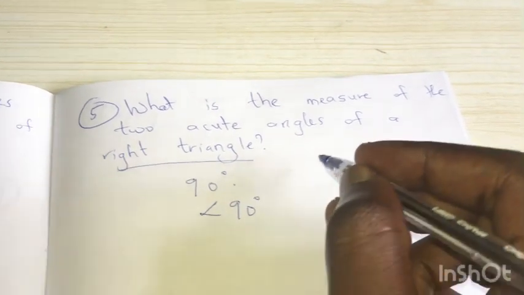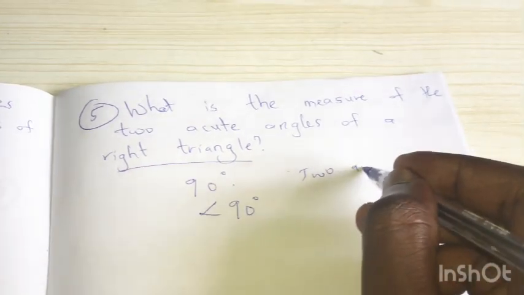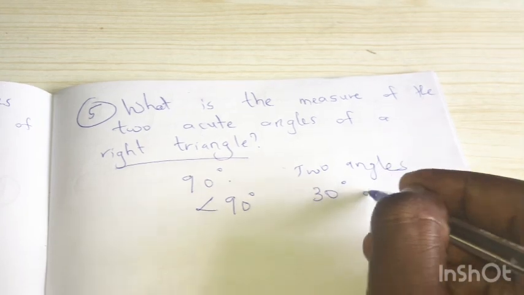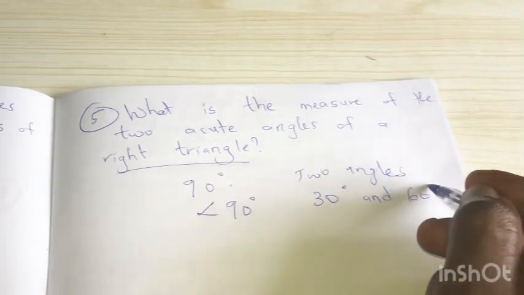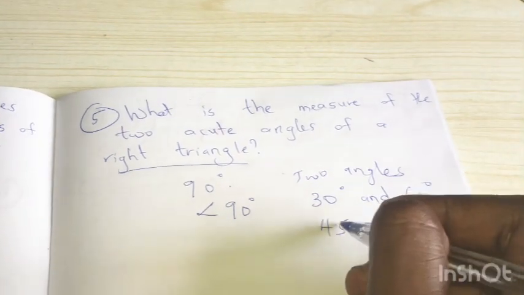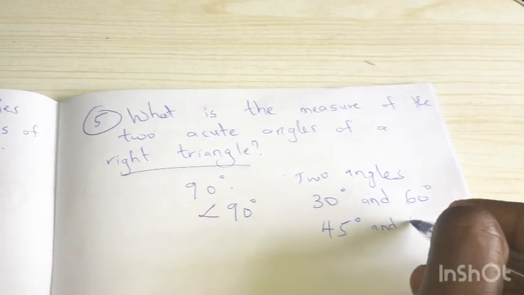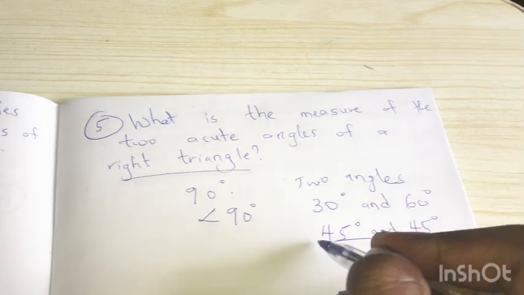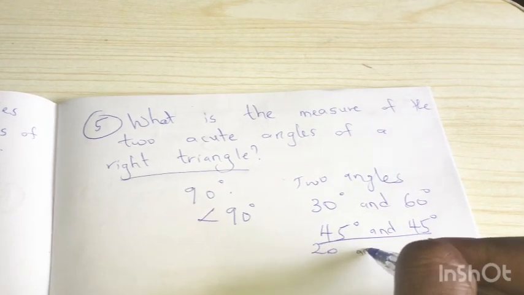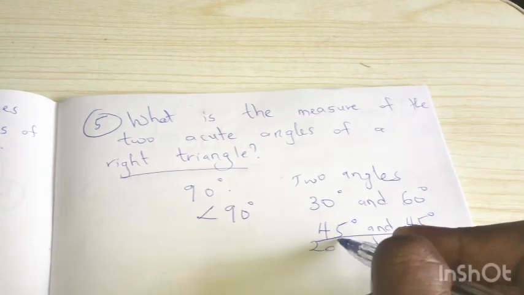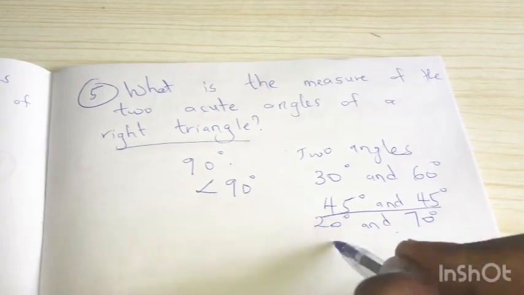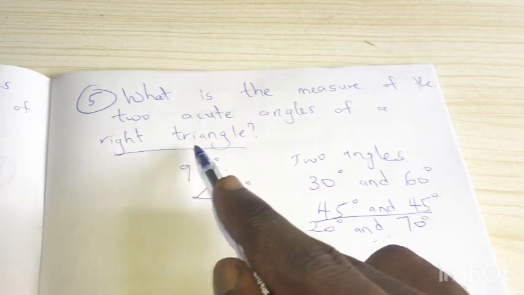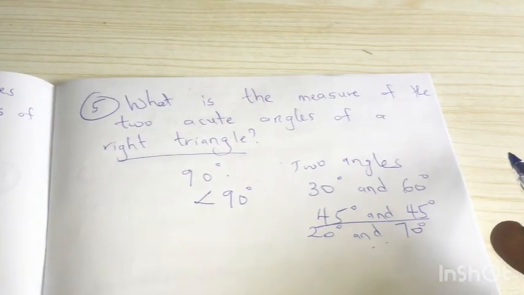So the two acute angles can be, someone can get 30 and 60. Someone can get 45 and 45. Or maybe 20 and 70. Have you seen it? So any two angles that you add to get 90 are the two acute angles of the right triangle.